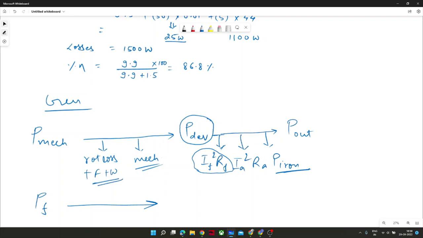If something mixed up was given, then you focus on these two things: one is output, one is input. So for output, you add all the loss components and you will get input, right? You do not need to worry about this intermediate state. In this problem also, I did not worry about the intermediate state.